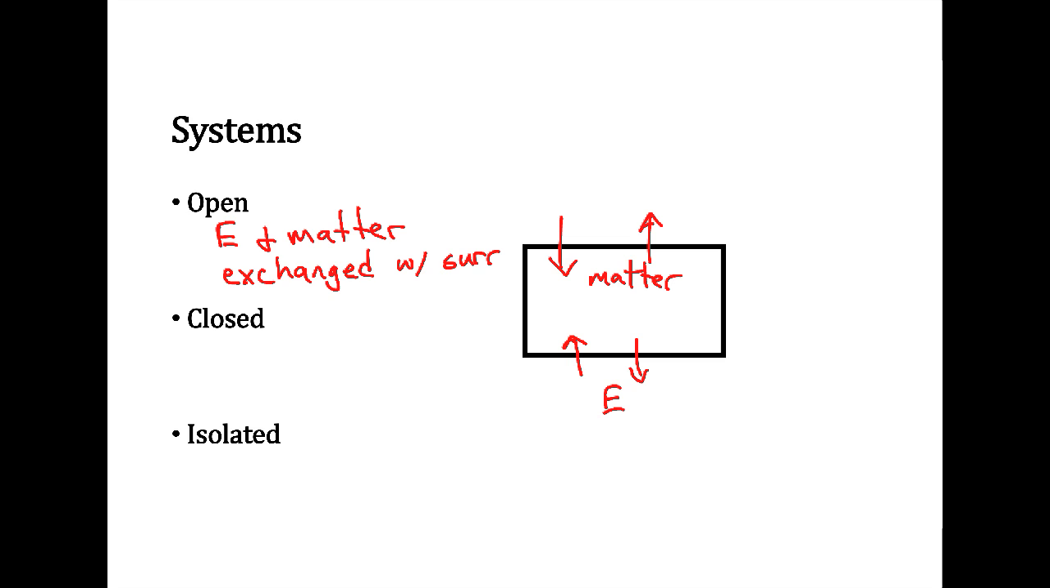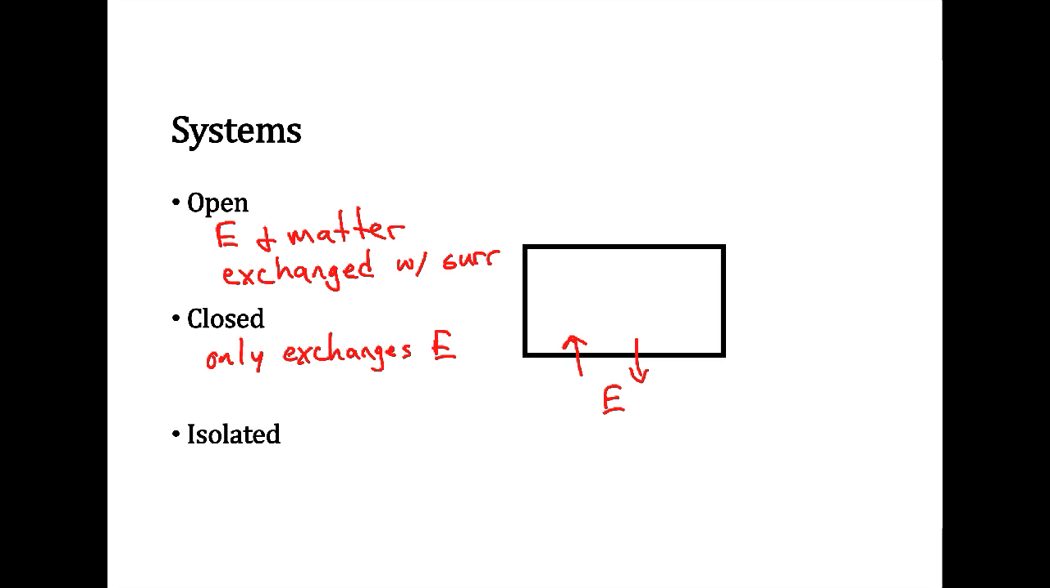The next type of system is a closed system. A closed system is one that only exchanges energy. An example of that would be a pressure cooker. If you look at a pressure cooker, we're not letting matter get into or out of our system. We're only letting energy be transferred between the two. So between the system and the surroundings, energy is transferred, but the matter is not allowed to escape.